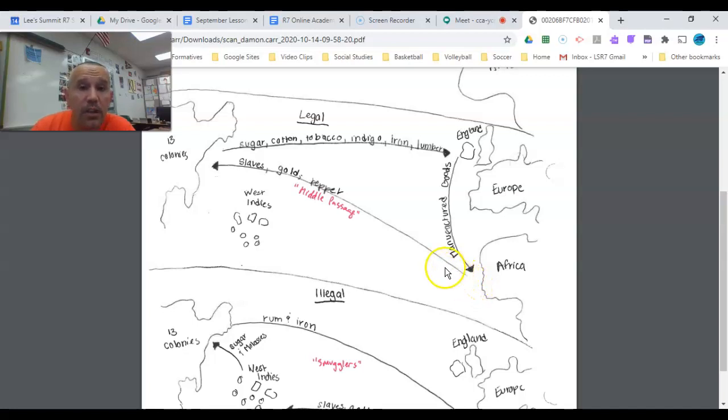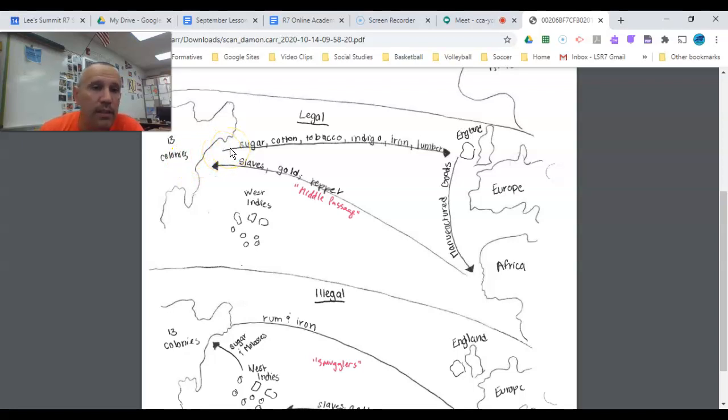So the slaves, along with gold and pepper, which were plentiful in West Africa, would travel over to the 13 colonies, and this is what we call the Middle Passage. The term Middle Passage is the leg of the trade route going from Africa to the colonies, with enslaved Africans loaded in the 'tween decks down in the belly of the ship. They would drop off the slaves and gold and pepper, and then they would pick up raw materials.